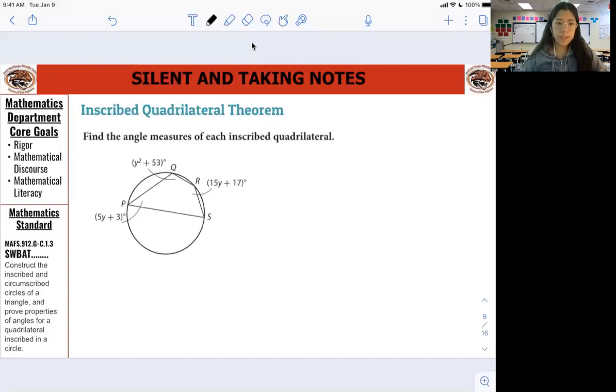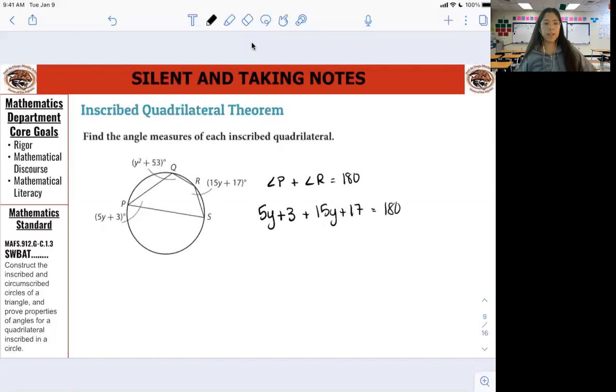So, for example, we know that angle P and angle R equals 180. So let's set a little equation up. This would be 5y plus 3 and 15y plus 17 equals 180. Go ahead and take a moment on your own and solve for y.